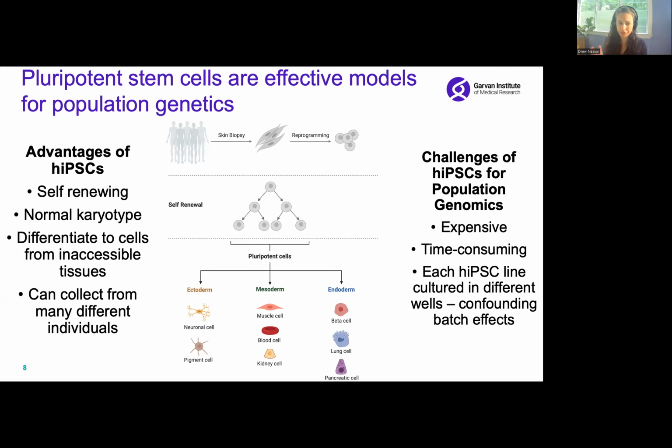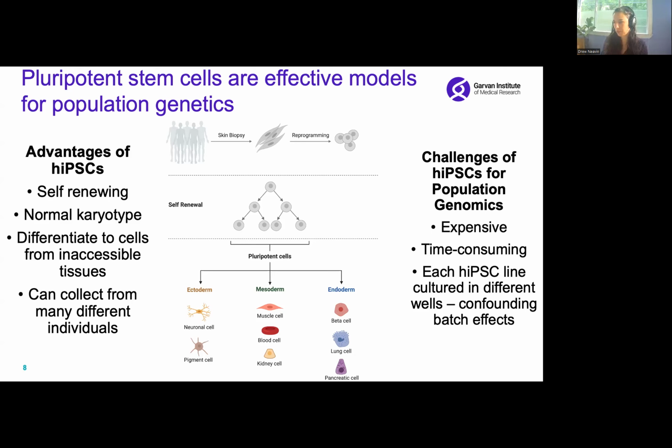But as everybody here probably knows, there have been major challenges with applying stem cells to population genomics, which include that they're both expensive and time consuming. And each stem cell line is typically cultured in a different cell culture well, which means we have inherent micro-well effects that cause batch effects, which confound our ability to detect eQTLs or other cellular traits.